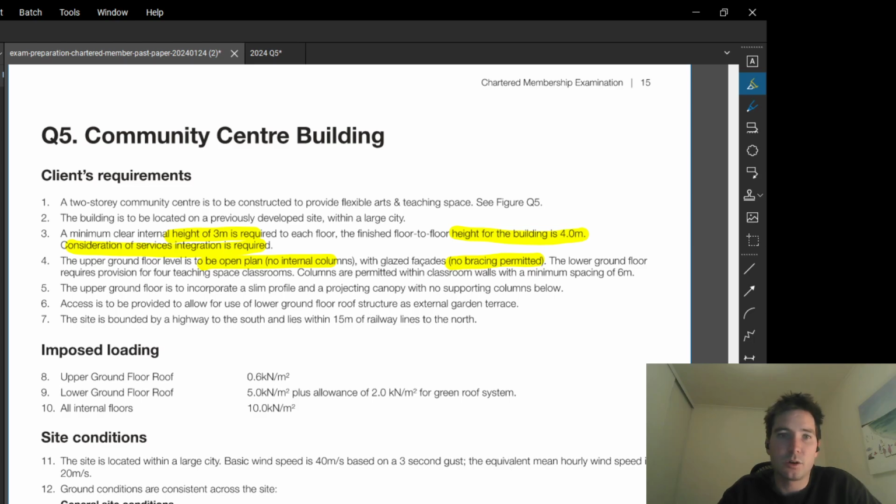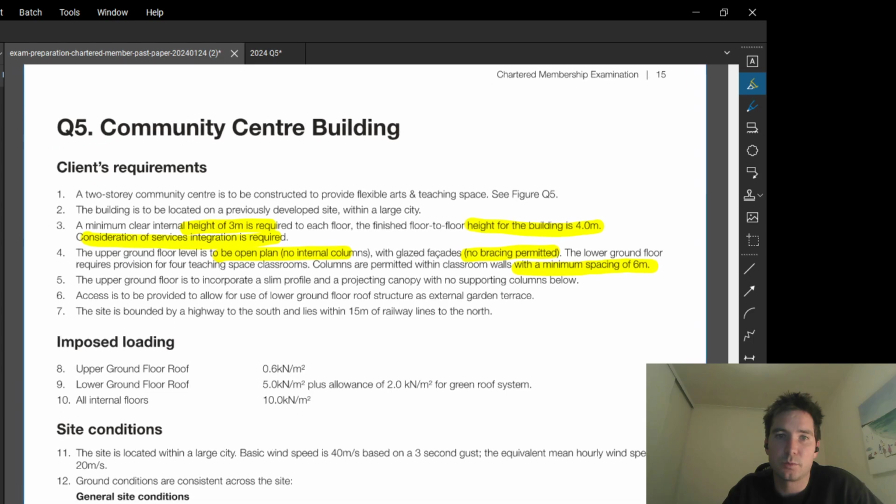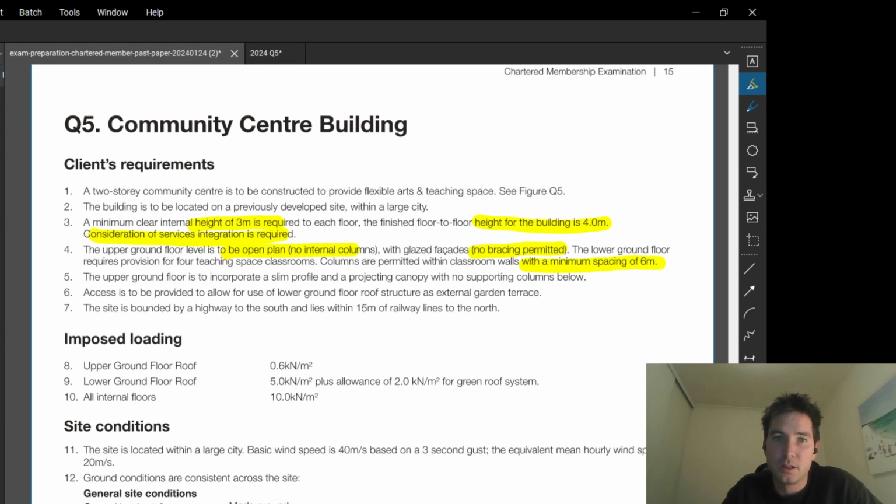And then they've told you here that the lower ground floor requires provision for 4 teaching space classrooms. Interestingly, as we just saw before, they don't actually show the layout of those 4 classrooms, which seems to me somewhat unusual. Usually on most architectural plans, they'll show you the classroom. So I guess that's for us to interpret a little bit. Columns are permitted here, and they've told you the minimum spacing of 6 meters, so we'll make sure we comply with that.